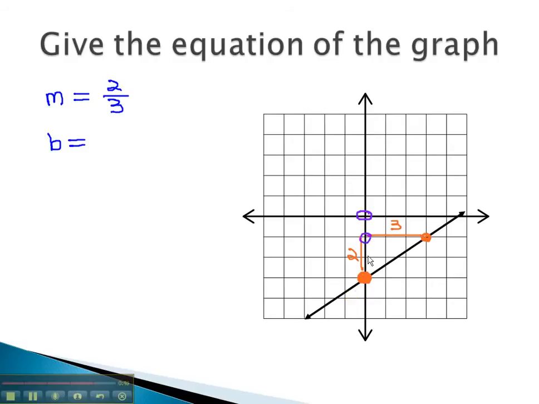Let me try again. 0 is the center. 1, 2, 3. The y-intercept is negative 3.